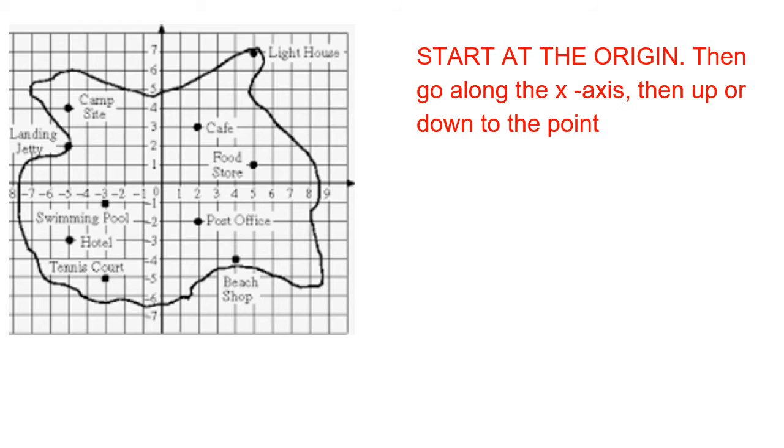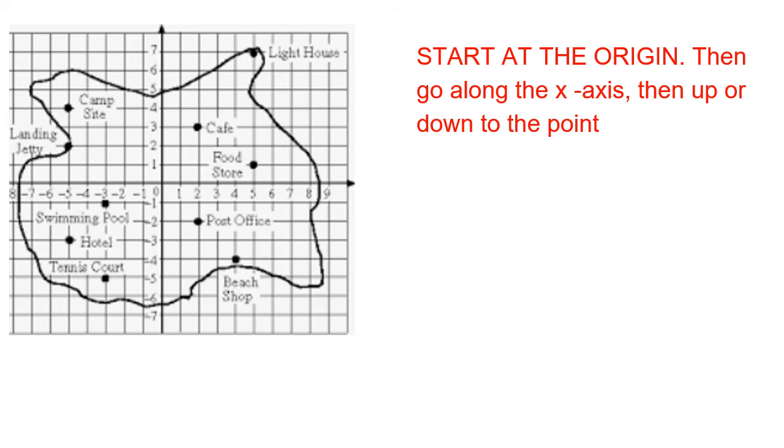You should have 5, 1, because we go 5 to the right, so to positive 5 on the x-axis and then up 1. Okay, next one, I'd like you to give me the coordinate for the post office. So pause the video.